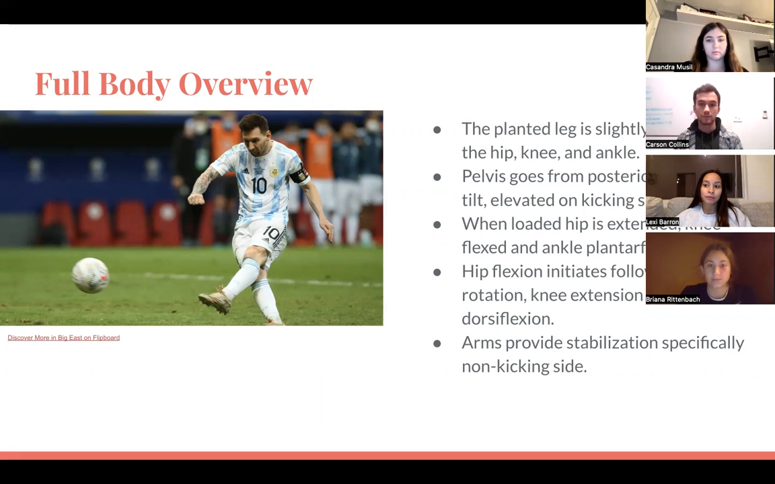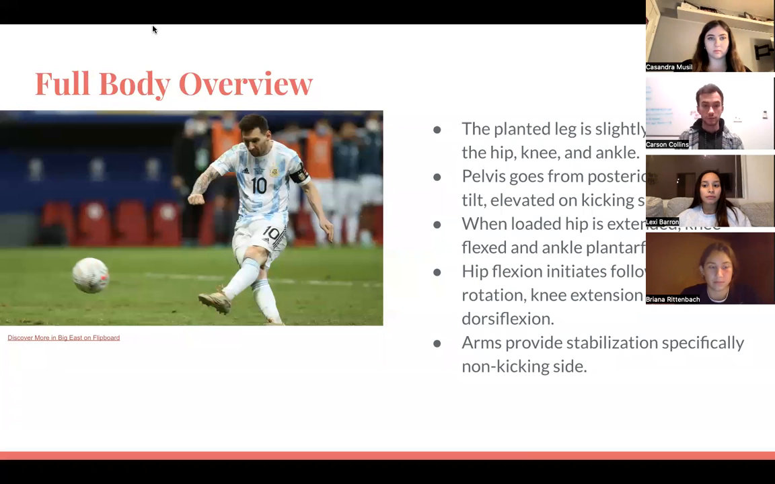And then the knee, obviously, is just going to go through a simple flexion to extension with our hamstring slowing down so that we don't hyperextend. And our ankle is going to be plantar flexed throughout the majority of the kick. It's only at the contact where we're going to have slight dorsiflexion.